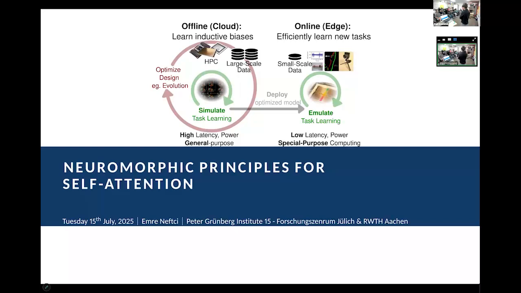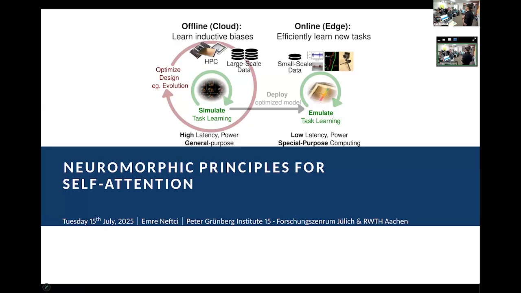So I'm going to talk about something that we've been working on for the last year and a half. Just to present myself, I'm at the research center in Jülich, in Germany. I have a group of about, let's say, 10, 15 people. We're working on different things.